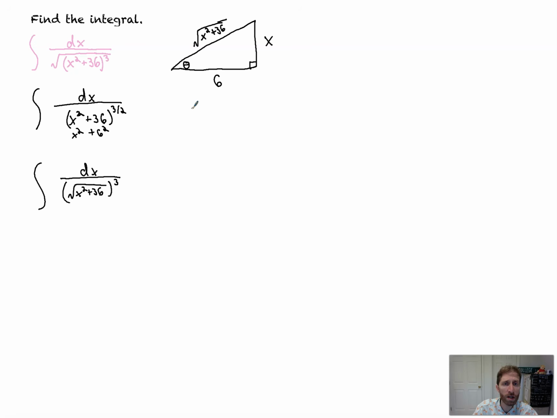So that's going to be a number over that. The closest I can get with that triangle is 6 over root x squared plus 36. And that's equal to cosine. So that's cosine of theta. But then I don't want the 6 there. I want it to be 1.